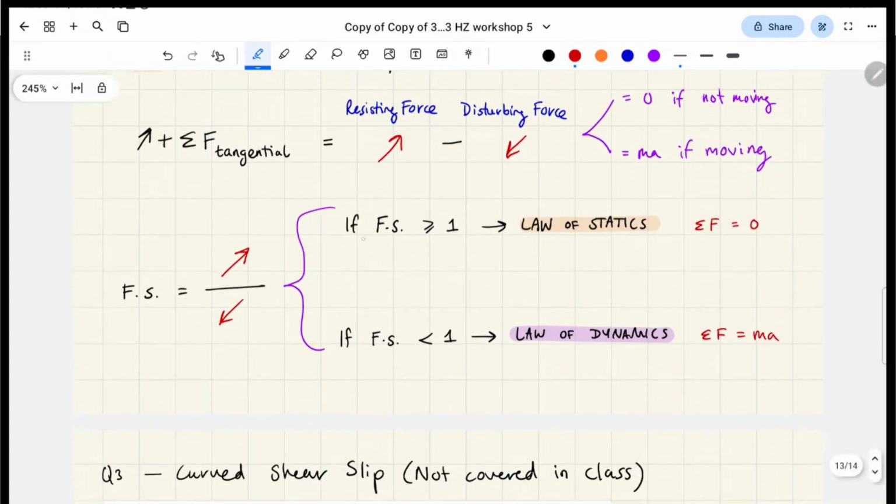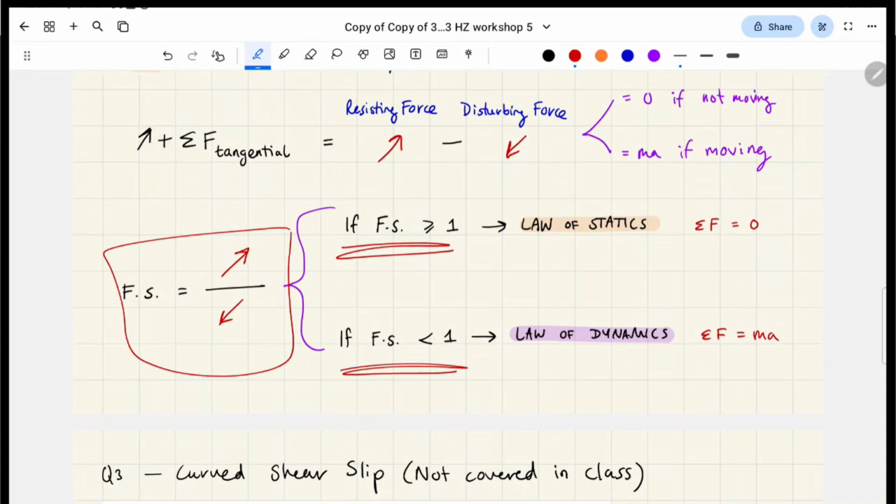And in our particular question, if the factor of safety was greater than or equal to 1, we're still in the law of statics domain, in that diagram I showed you above, where the resisting forces are just matching the disturbing forces. However, if the factor of safety is less than 1, it means that the disturbing forces are overpowering the resisting forces, causing it to move. So when you have a factor of safety threshold that they want to calculate, it's basically a buffer before it starts moving. So if you have a factor of safety of 2 or 3, that's a bigger buffer than 1, which starts moving instantly after that point.